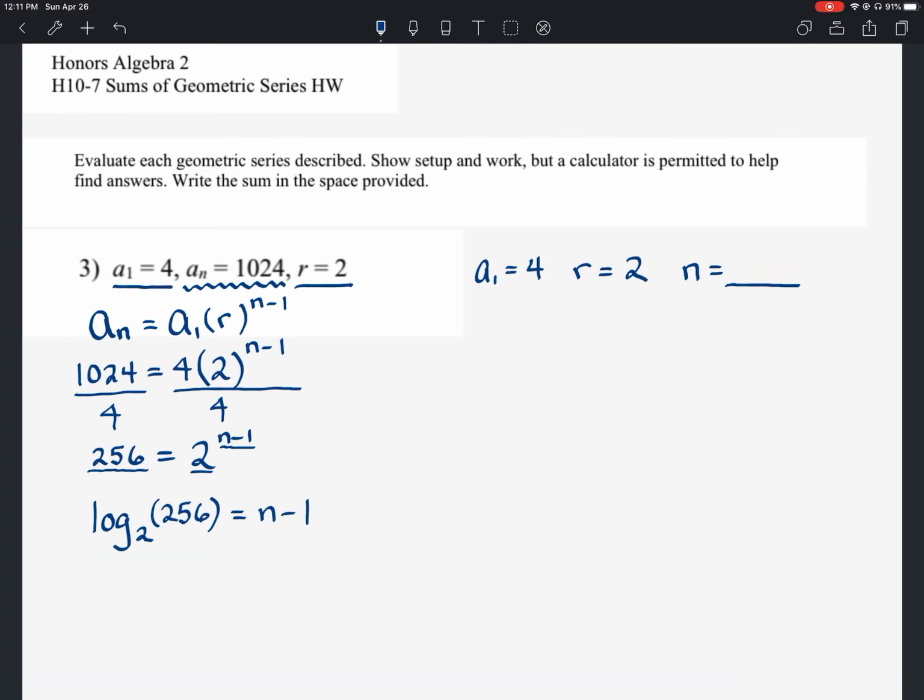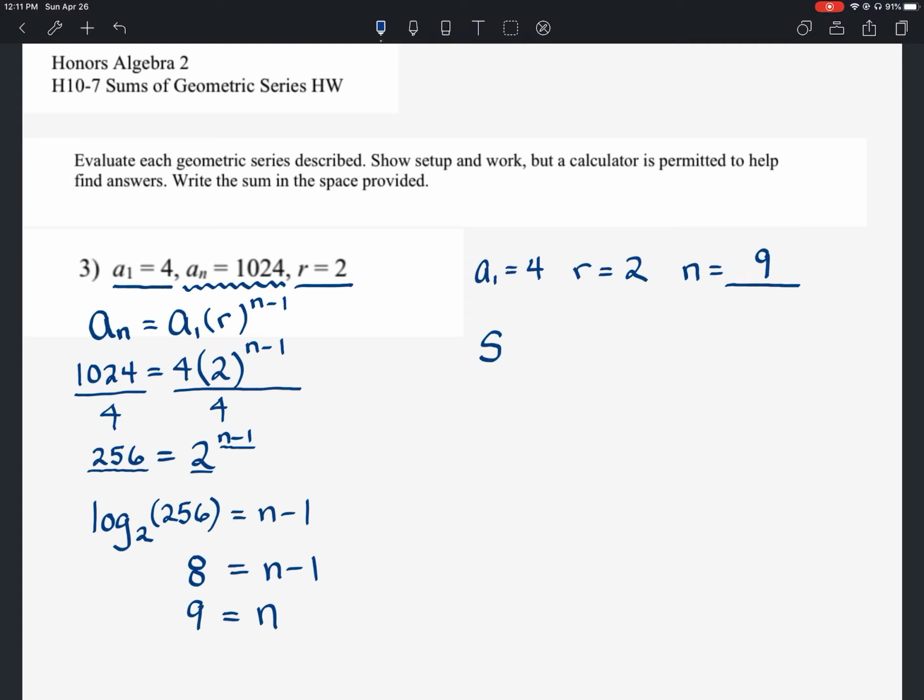Now, 2 to what power is 256? And if you need to do it on the calculator, that's fine, but this should be equal to 8 on the left side. So 8 right now equals n minus 1, and we'll add 1 to each side here and get that 1024 is the 9th term in the series. So now that we know that n is 9, we have the information that we need to be able to plug it into the formula.